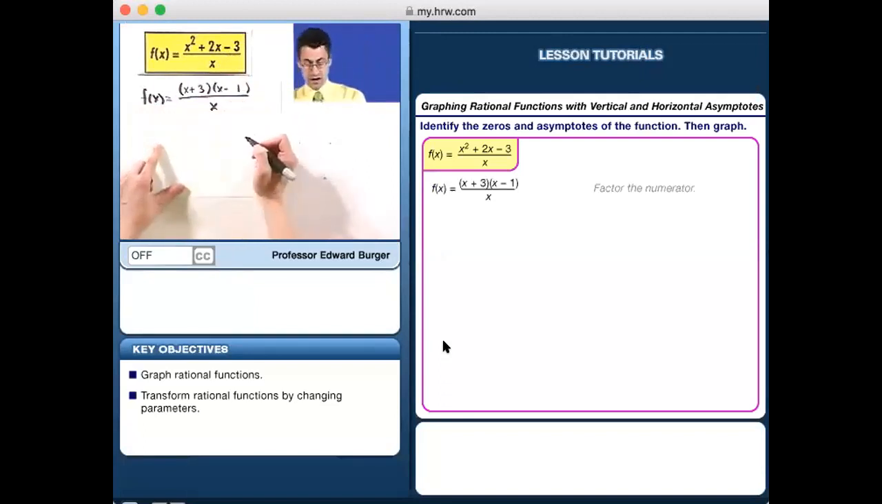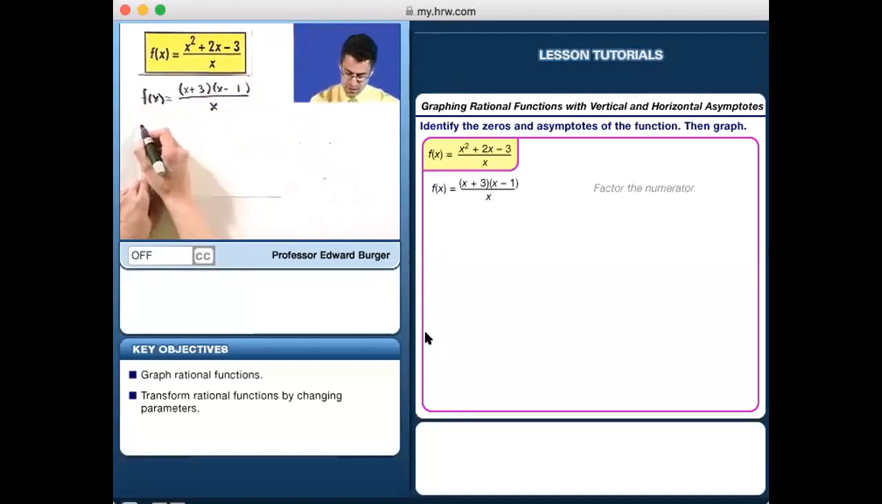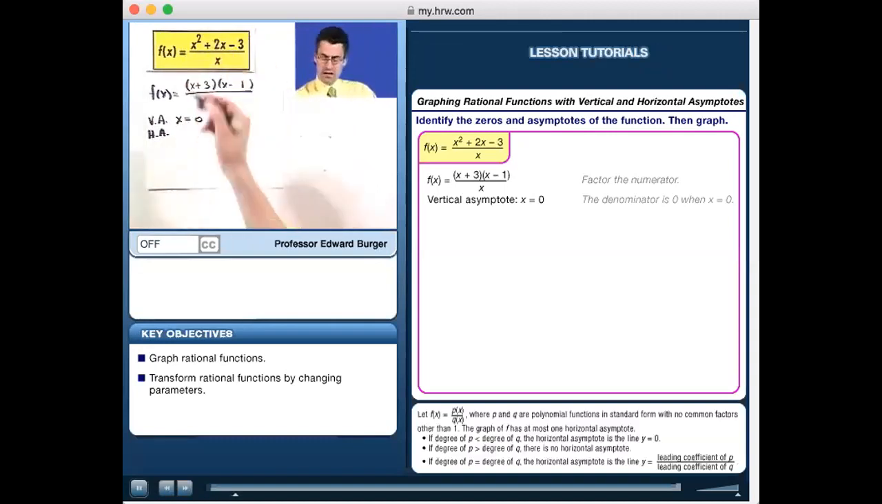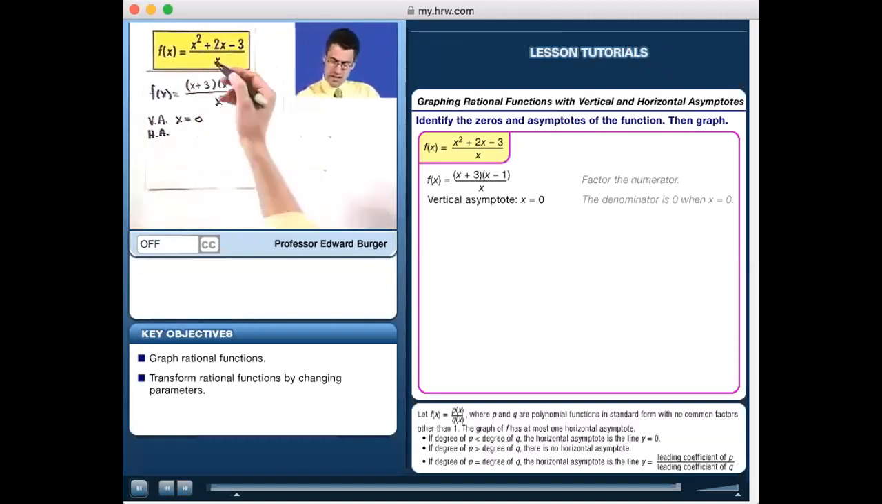Perfect. All right, asymptotes. How about the vertical asymptote? That's where the denominator equals 0. That's where x equals 0. That's pretty easy. Horizontal asymptote: the degree of the polynomial in the numerator is 2, a quadratic. In the denominator, it's linear, 1. The power in the top is greater than the power in the bottom. The top dominates, so no horizontal asymptote.